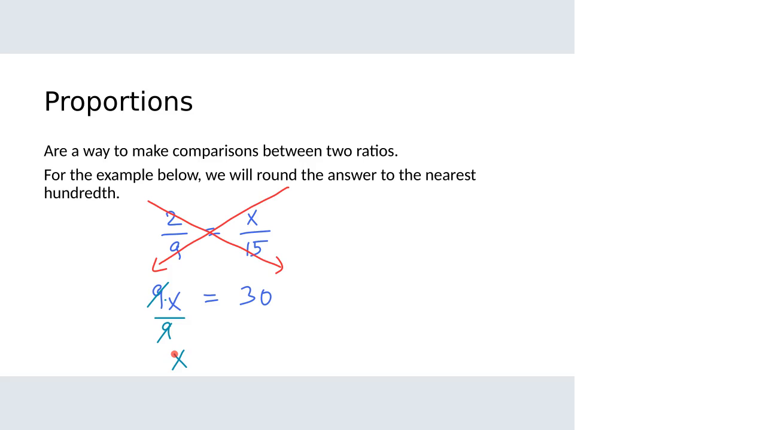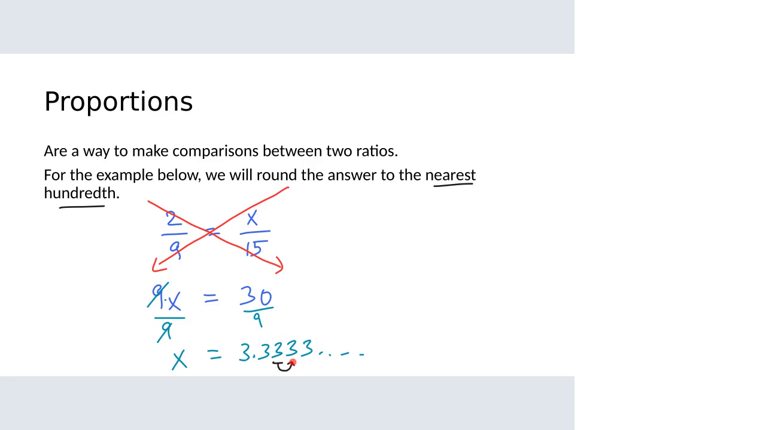Of course, if I divide by 9 on the left side of the equation, I also have to divide by 9 on the right side of the equation. And so over there, we have 30 divided by 9, which is 3.333333. This goes on. We were told in the problem, for the example below, we're going to round our answer to the nearest hundredth. So to round to the hundredths place, first we'll find the hundredths place. That's 2 past the decimal.